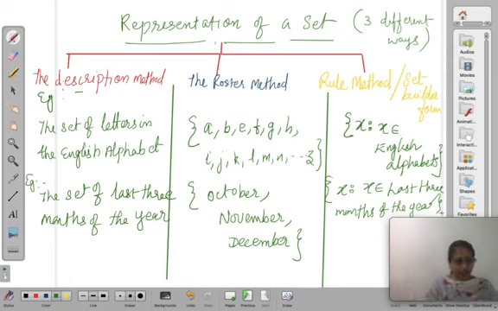Next one. Do the next exercise yourself. Fourth C, so many questions are there. So do it yourself. The next one, types of sets.